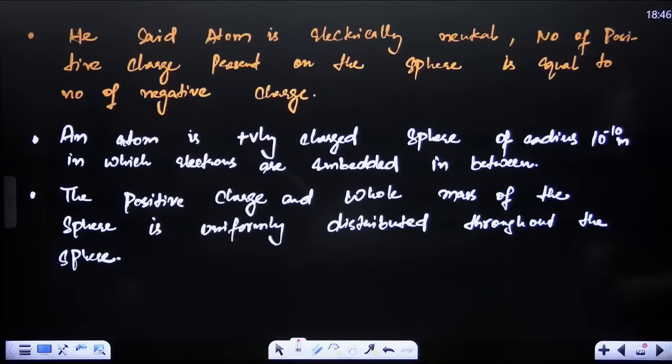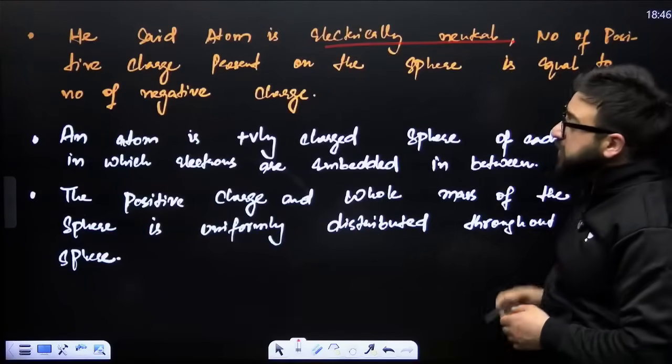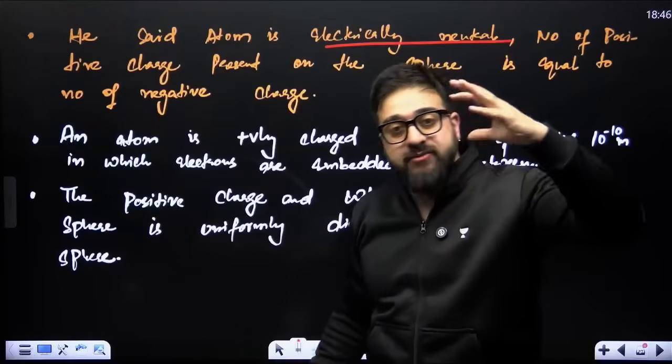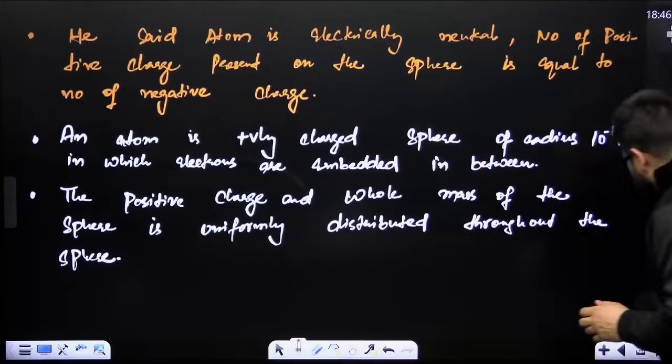He also said the atom is electrically neutral, which means the amount of positive charge in an atom is equal to the amount of negative charge. So this was basically Thomson's model.